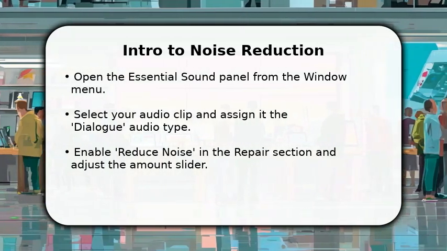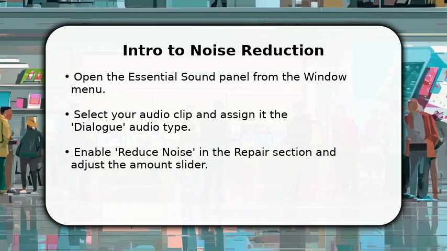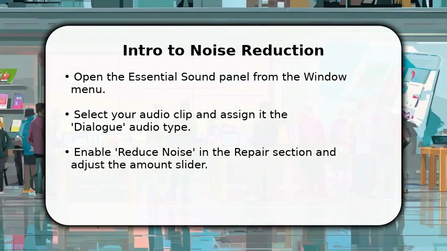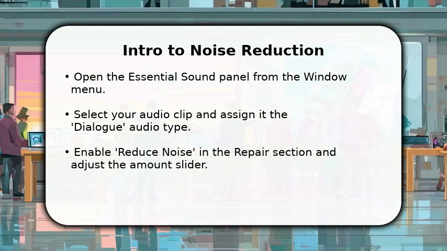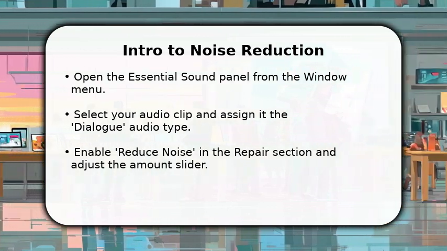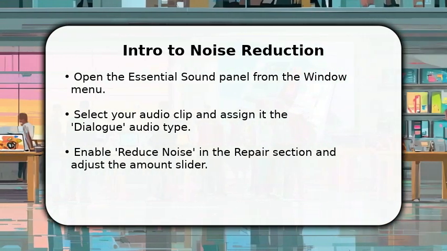You can then adjust the amount slider, starting with a small value like 5 or 10%, and gradually increasing it until the background noise is minimized without making your voice sound unnatural.